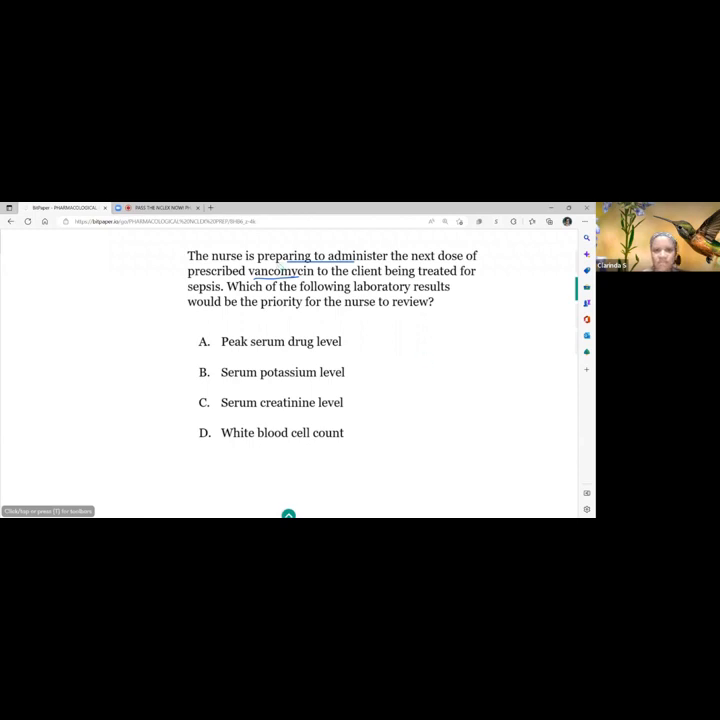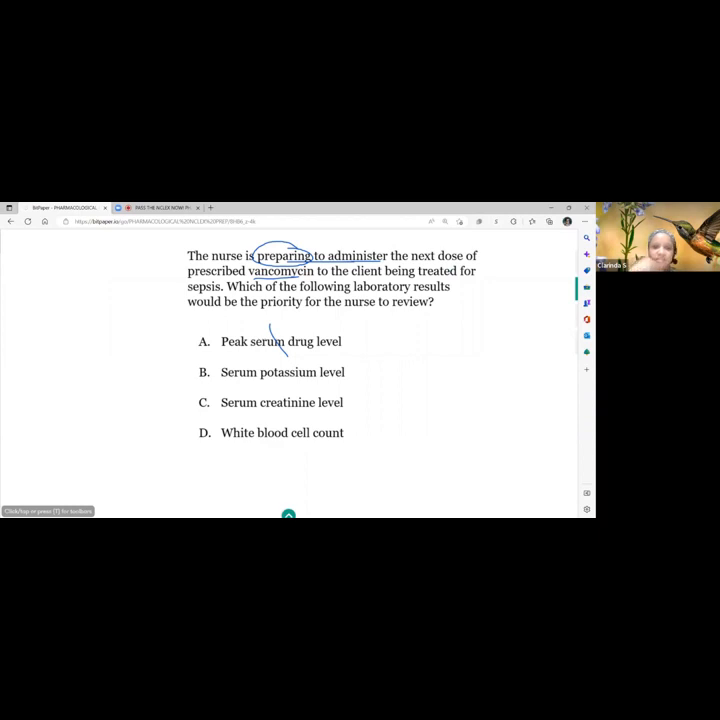And at what point is she giving the medicine? She's preparing to administer the next dose of vancomycin. All right, so we got our query, and we know our time proximity is right in the beginning. She's getting ready to give it. Should we check the peak serum drug level? Are we keeping that one or letting it go? All right, so keep that one out. Yep, very good.